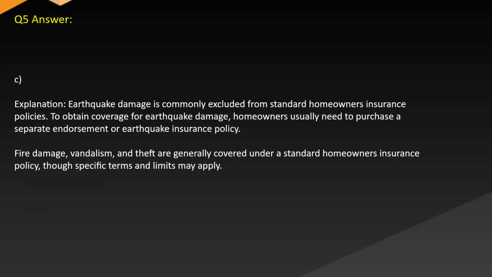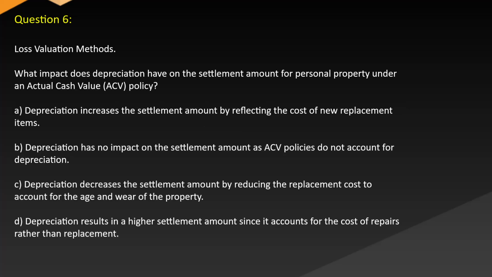Answer: C. Explanation: Earthquake damage is commonly excluded from standard homeowners insurance policies. To obtain coverage for earthquake damage, homeowners usually need to purchase a separate endorsement or earthquake insurance policy. Fire damage, vandalism, and theft are generally covered under a standard homeowners insurance policy, though specific terms and limits may apply.